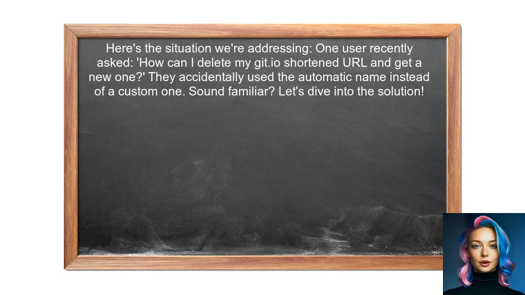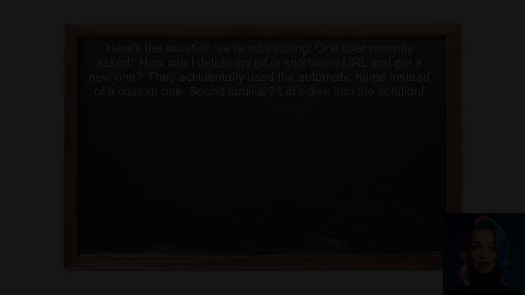Here's the situation we're addressing. One user recently asked, how can I delete my git.io shortened URL and get a new one? They accidentally used the automatic name instead of a custom one. Sound familiar? Let's dive into the solution together.